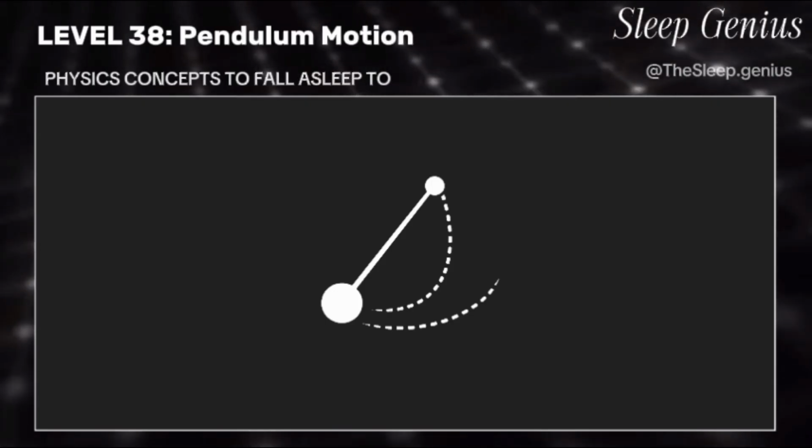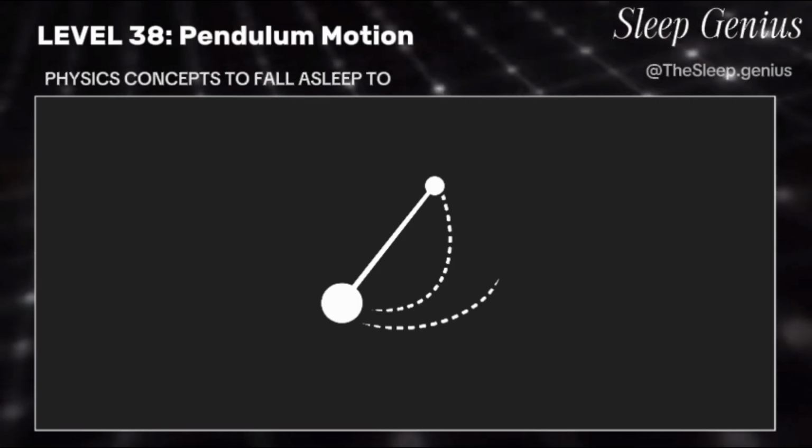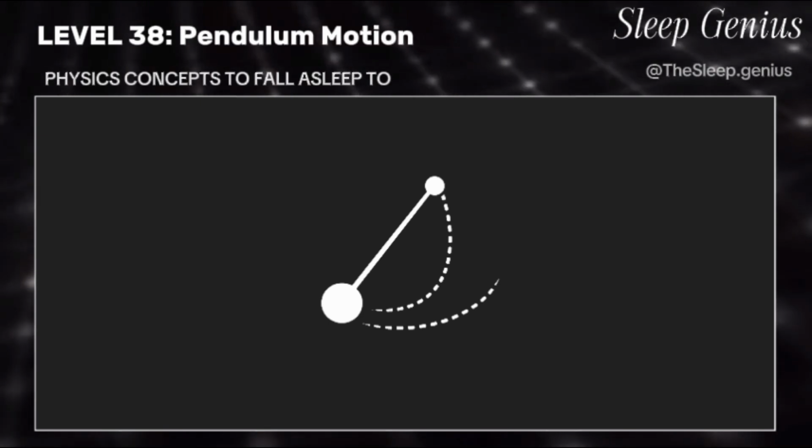Pendulum motion can be observed in clocks, swings, or scientific experiments. Its timing and rhythm make it easy to recognize. Understanding its motion helps explain energy conservation and periodic systems in nature.